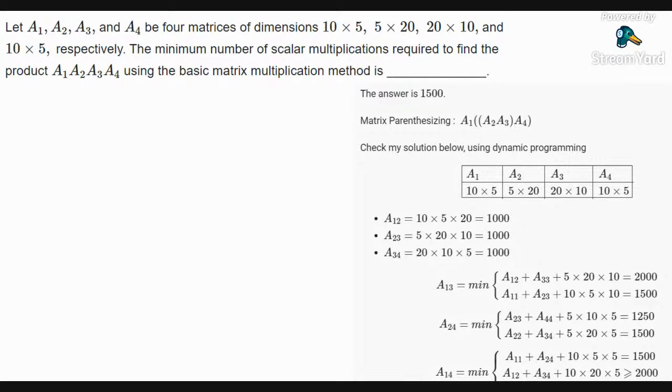For this we have three options for k: first will be 1, second will be 2, third will be 3. So we have these three expressions. Which one is minimum? This 1500 is minimum, so we put 1500 here. Here we are just interested in the scalar multiplication. If we are interested in the optimal sequence, then we can also find for which value of k this expression is getting minimized. On that basis, we can identify the probable sequence: A2, A3 is first multiplied, the result of A2, A3 is multiplied with A4, and finally A1 is multiplied with that entire result.